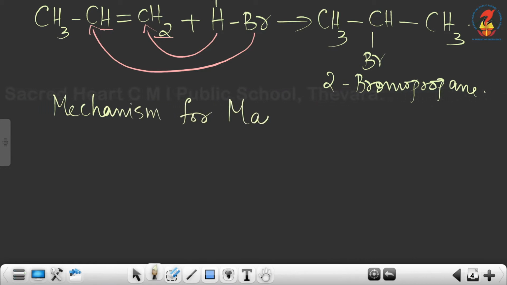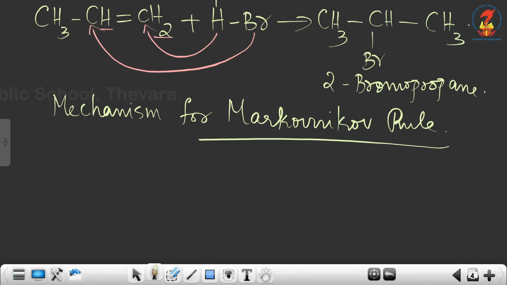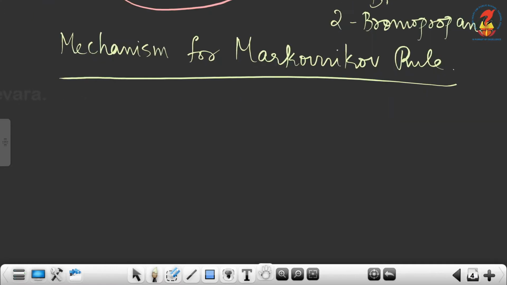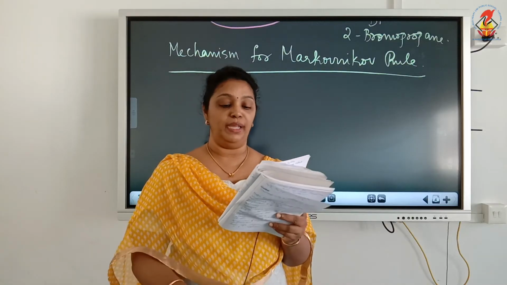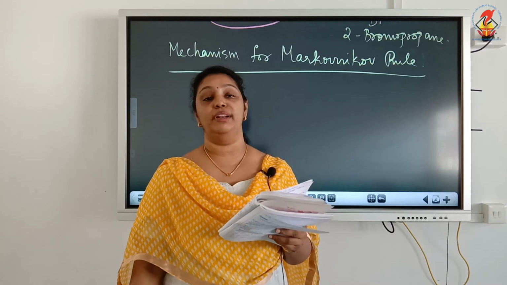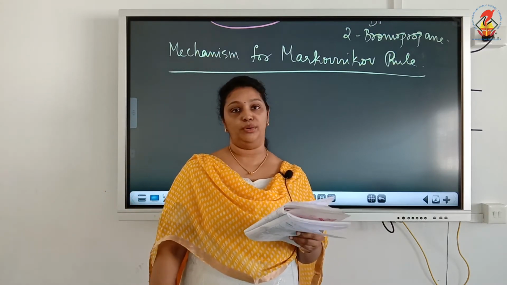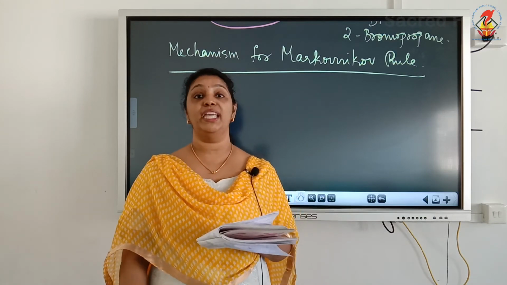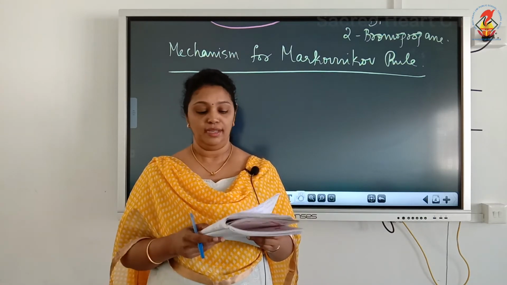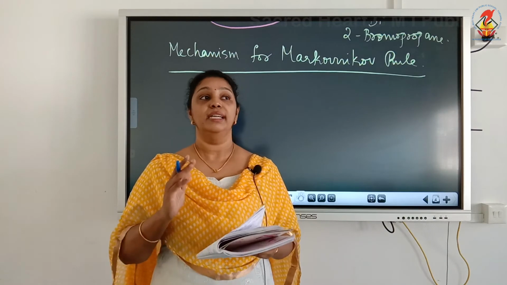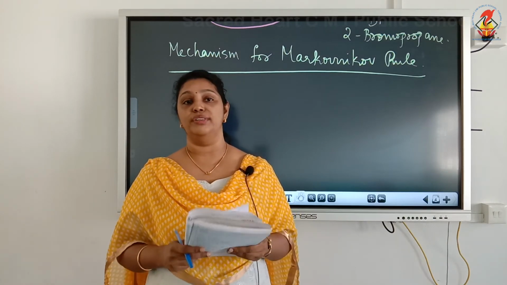For Markovnikov's rule. Now the question asked is, explain the mechanism for the addition of hydrogen bromide to propene in accordance with Markovnikov's rule, or explain the mechanism of Markovnikov's rule. Now this mechanism is explained in 2 steps. The first step is, now here it is an electrophilic addition reaction.